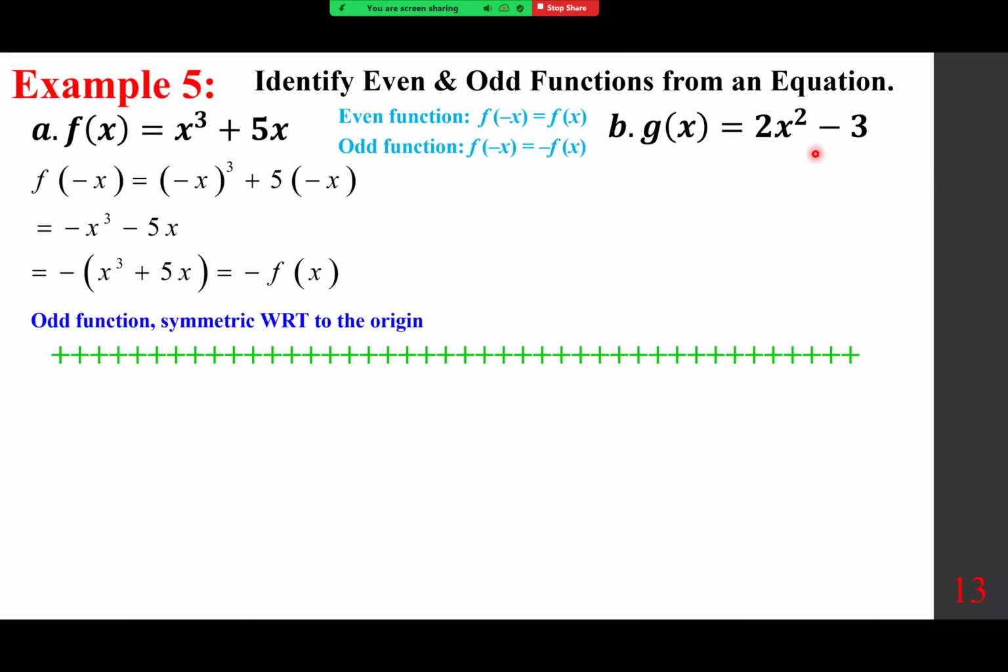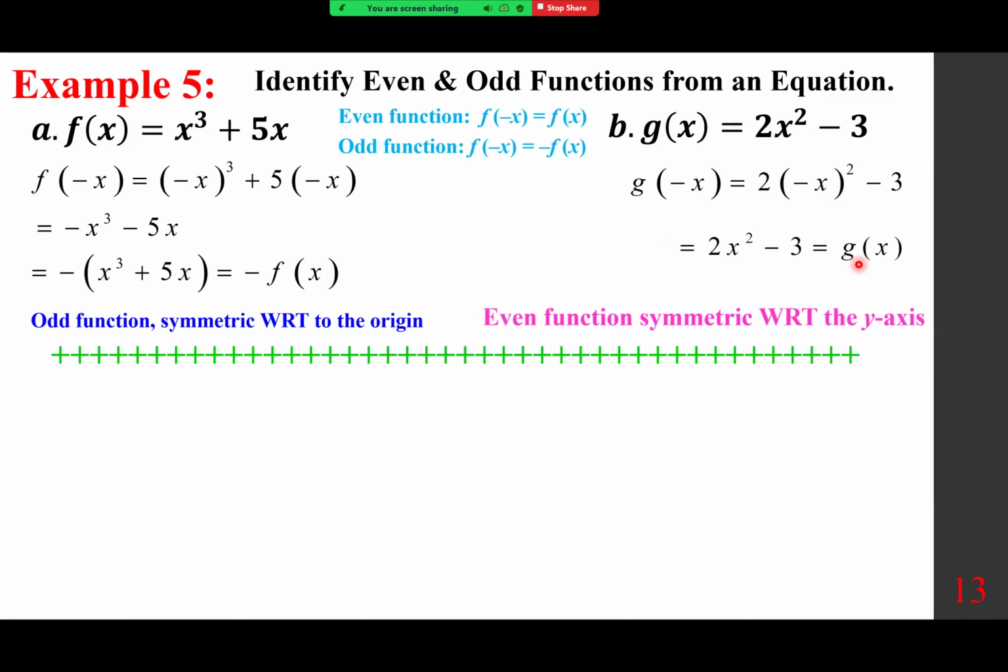B, g of x is 2x squared minus 3. We are going to replace the x with negative x. Negative x to the power of 2 is the same as x squared. So this is 2x squared minus 3, which is identical to the original function g of x. And that's the proof this is an even function and therefore symmetric with respect to the y-axis.